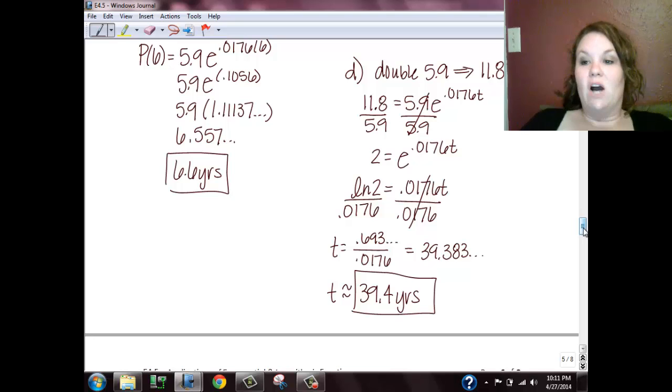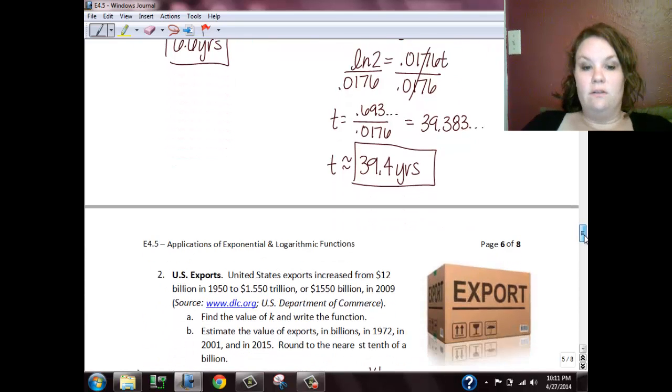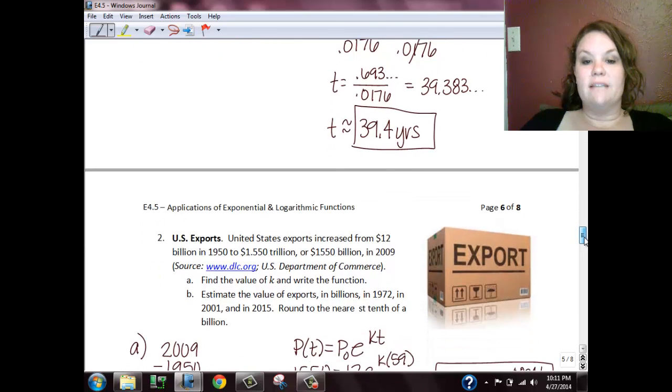Okay. All right, let's look at the second one. The second one is talking about U.S. exports. It increased from 12 billion in 1950 to 1,550 billion in 2009. So they want us to find the value of k and write the function. So what I'm going to do is we need to know what our initial amount was, what our new amount was, and how long it took us to make that difference.